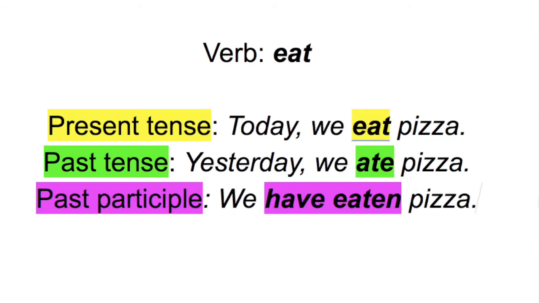All right, let's look at the verb eat. Today, we eat pizza. Let's look at the past tense of eat. Yesterday, we ate pizza. Let's look at the past participle. We have eaten pizza.